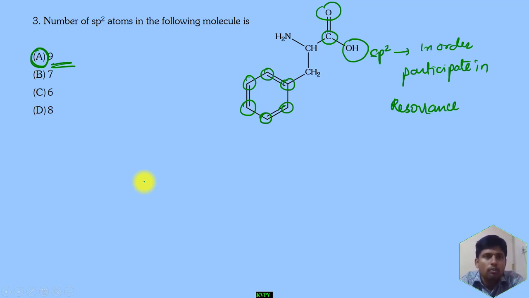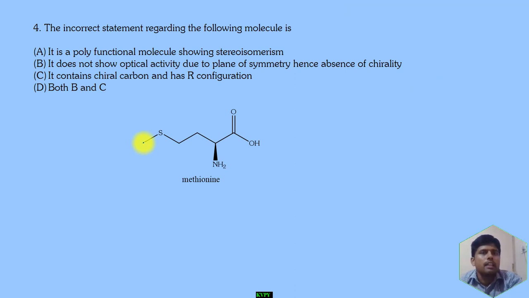That is fourth question. Yes. The incorrect statement regarding the following molecule is. So here is the molecule. It's an amino acid. So yes, it seems this is a sp2 atom and this is a chiral carbon because all the 4 groups attached are different. There is a hydrogen here. You should notice that there is hydrogen. So yes, it is a polyfunctional molecule showing stereoisomerism. Yes, it is true.